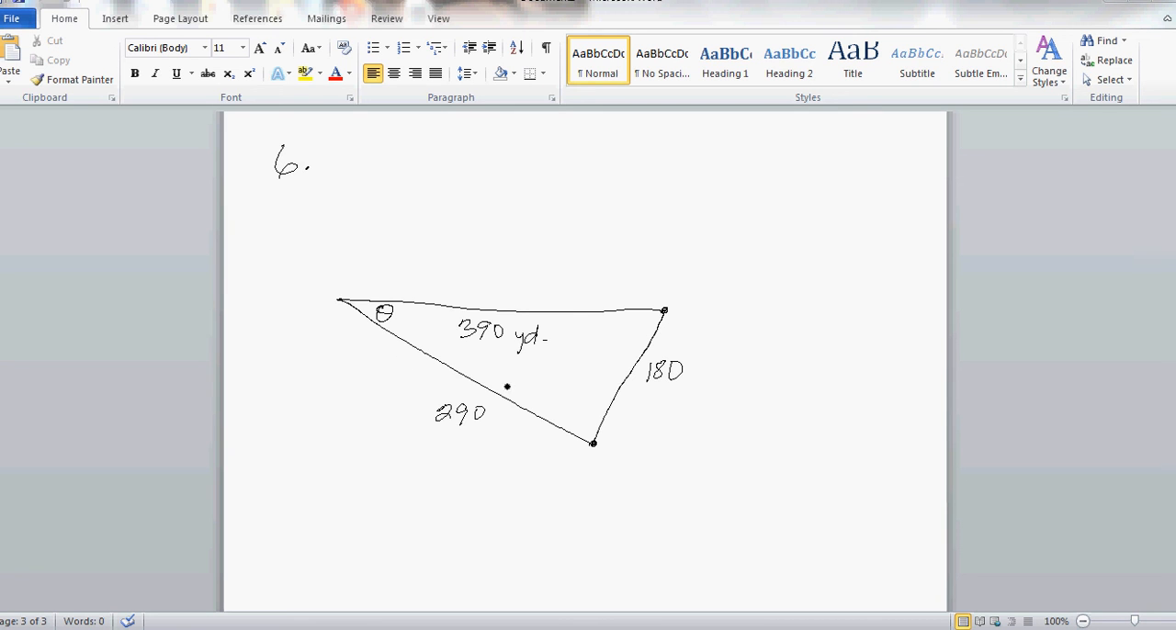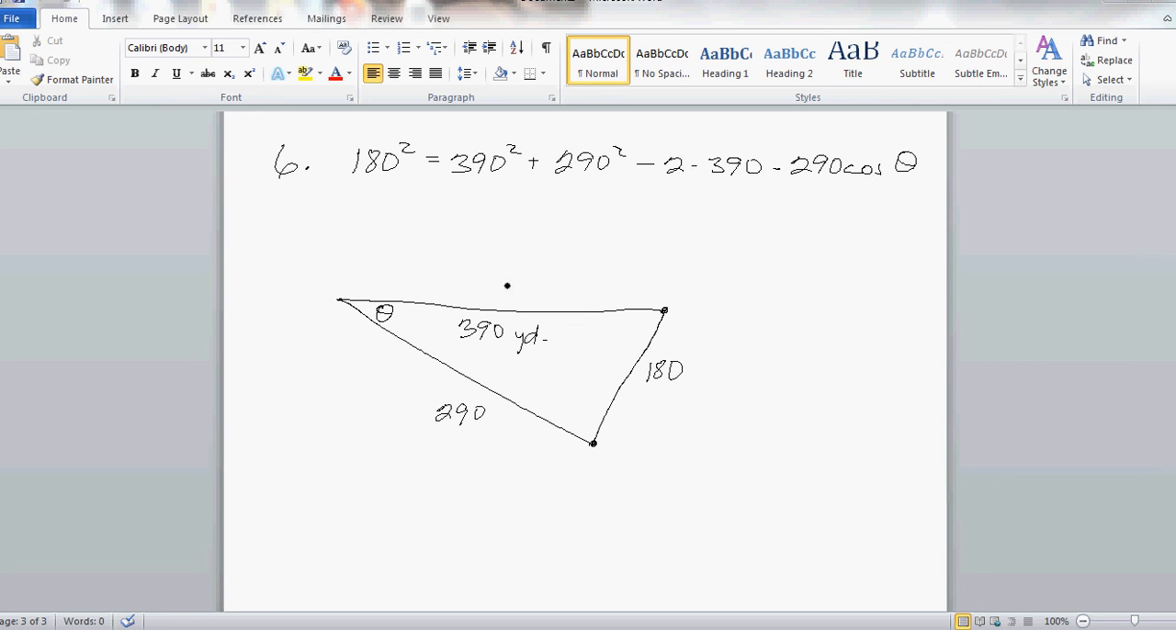So here we have a side, 390, 290, and 180. And I need to know what theta is. So that becomes my important angle, and so it's just a matter of plugging this into the law of cosines. Since this is my important angle, this is my important side. So 180 squared equals 390 squared plus 290 squared minus 2 times 390 times 290 times the cosine of theta. Okay, I'm going to have to do some calculation here.